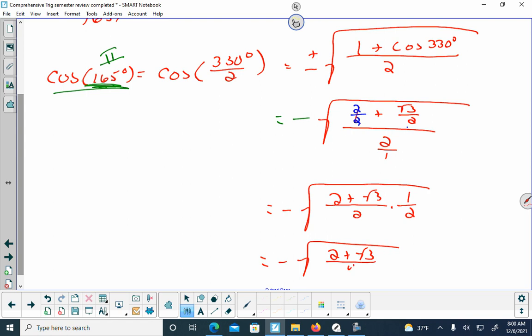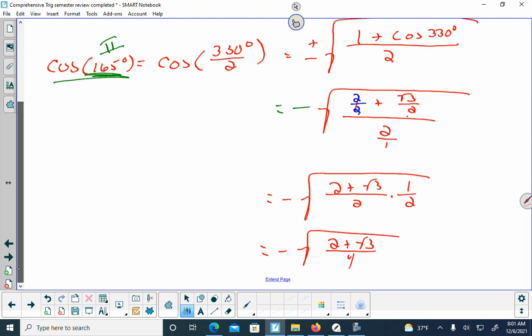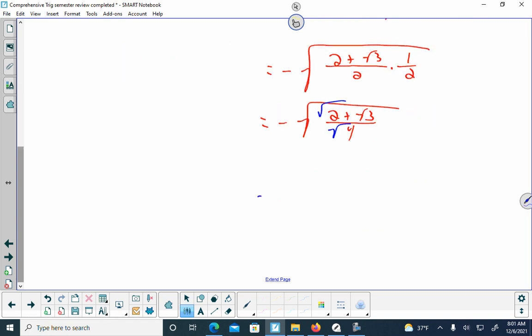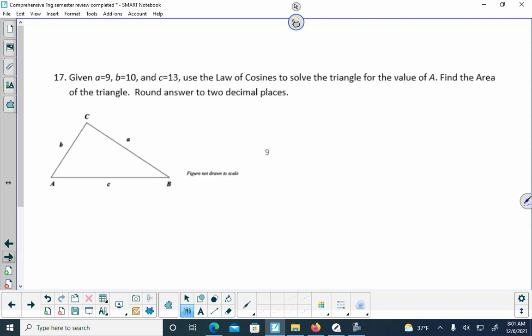all over 4. And you can leave it like that, or if you want to be an overachiever, nothing wrong with that, I can split the square root, and I can have negative square root of 2 plus the square root of 3 all over 2. Either one of these answers is fine. Moving on to the next one. Remember, it does have to be negative because 165 is in the second quadrant.